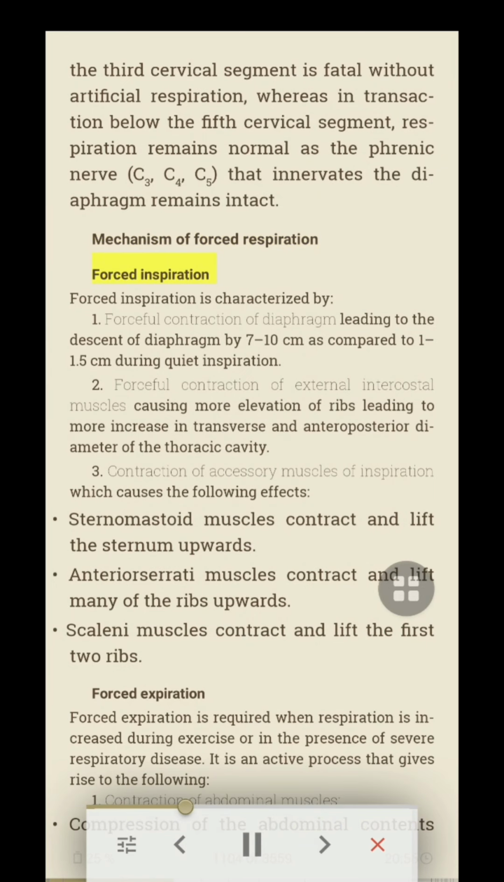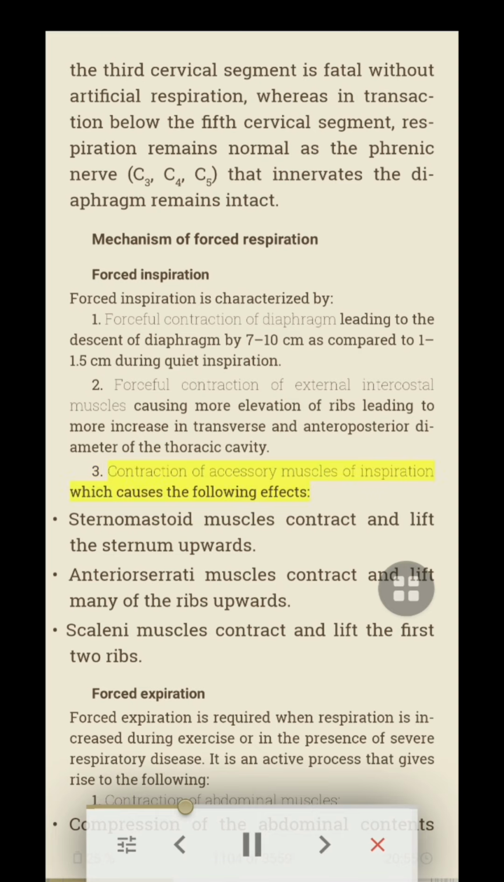Mechanism of forced respiration. Forced inspiration. Forced inspiration is characterized by: 1. Forceful contraction of diaphragm leading to the descent of diaphragm by 7 to 10 cm as compared to 1 to 1.5 cm during quiet inspiration. 2. Forceful contraction of external intercostal muscles causing more elevation of ribs leading to more increase in transverse and anteroposterior diameter of the thoracic cavity.